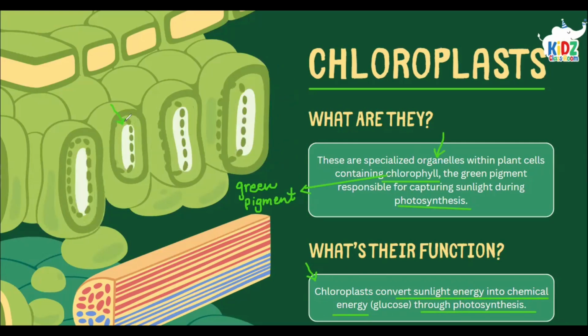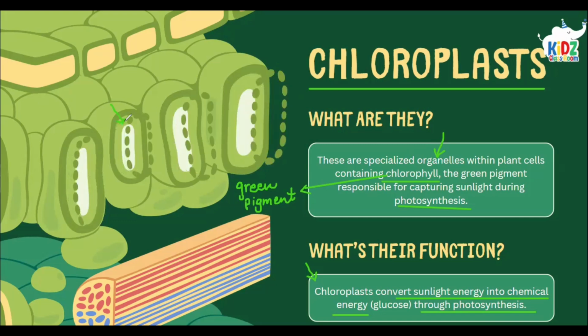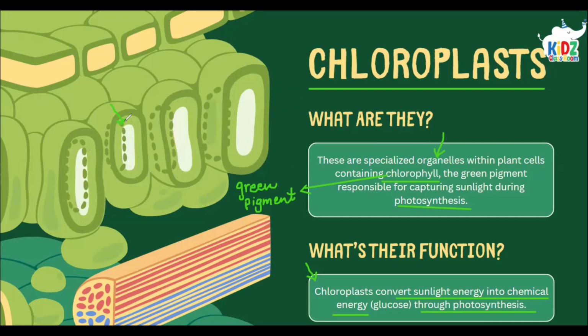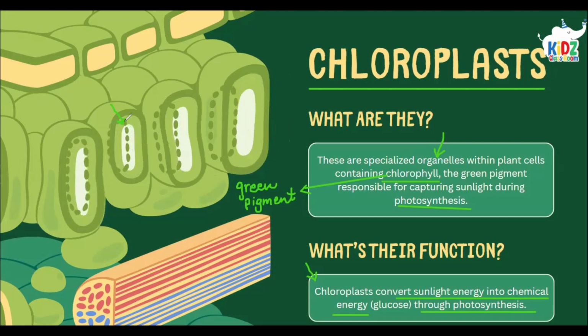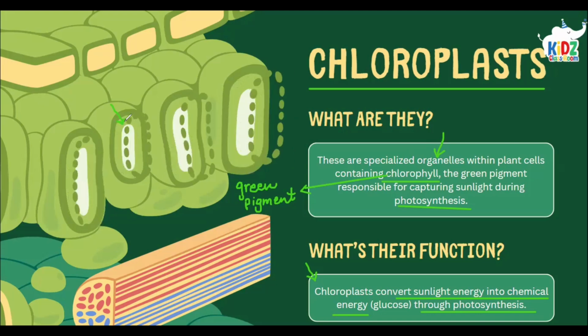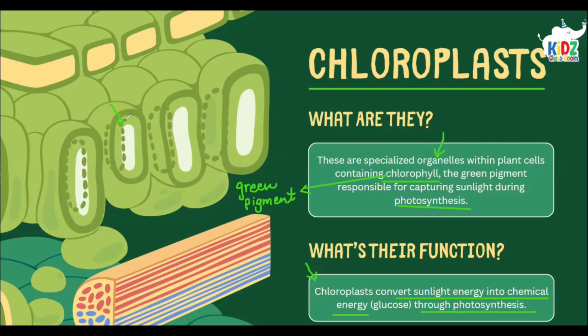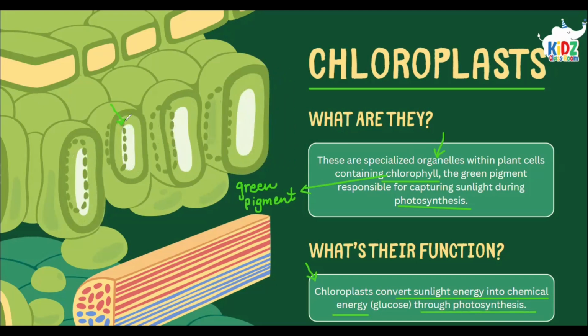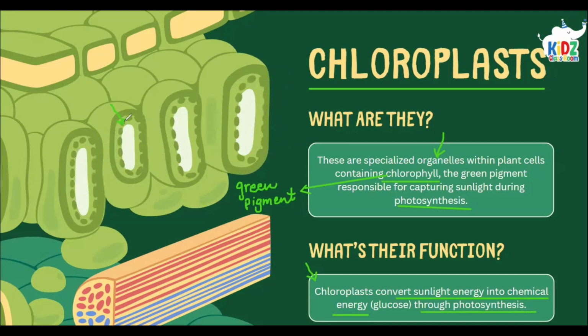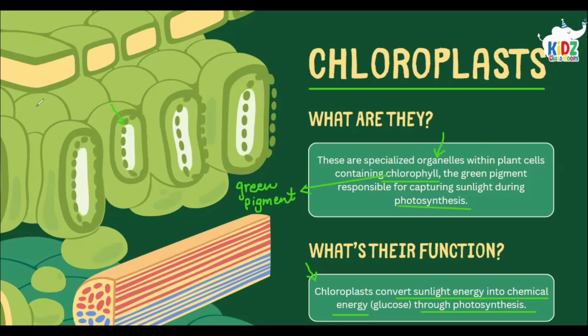So these are the chloroplasts. And what are they? They are specialized organelles located within plant cells containing chlorophyll. And what is chlorophyll? It is the green pigment which is responsible for capturing sunlight during photosynthesis, and it also provides leaves with their green color. And what's their function? The function of chloroplasts is to convert sunlight energy into chemical energy through photosynthesis. How? With the help of chlorophyll. So let's discuss another part of a leaf.